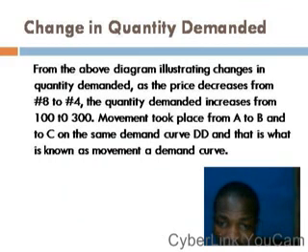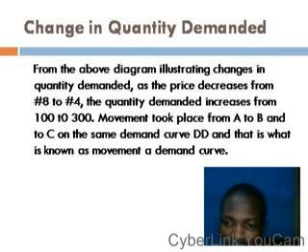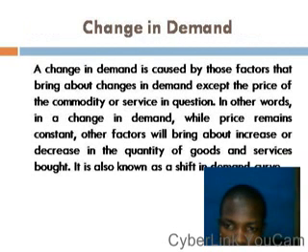From the above diagram illustrating changes in quantity demanded, as the price decreases from 8 naira to 4 naira, the quantity demanded increases from 100 to 300. Movement took place from A to B and to C on the same demand curve DD, and that is what is known as movement on a demand curve. Let's continue.